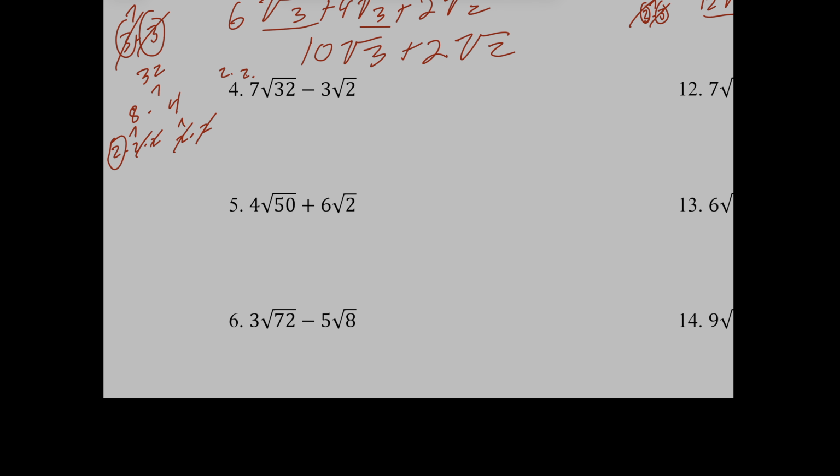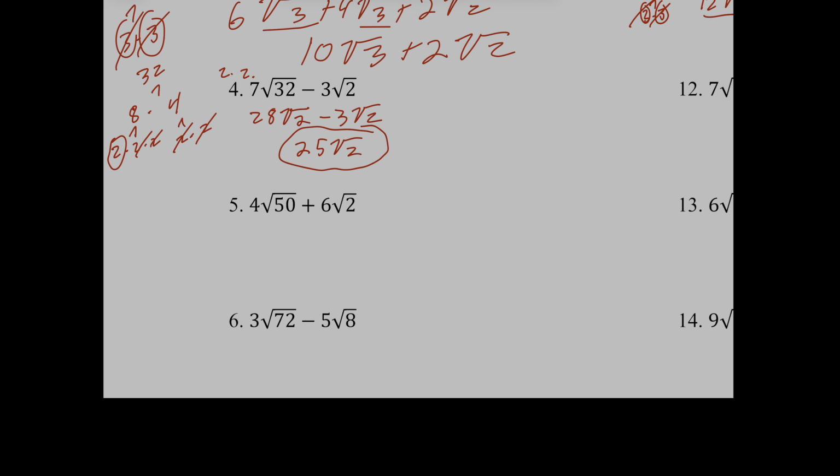So what is 2 times 2? 4. What is 4 times 7? 28. What am I doing? 28 root 2 minus 3 root 2 will give me a 25 root 2.